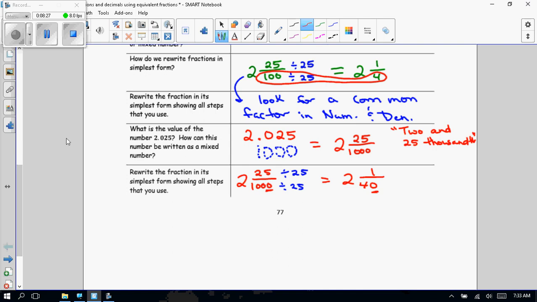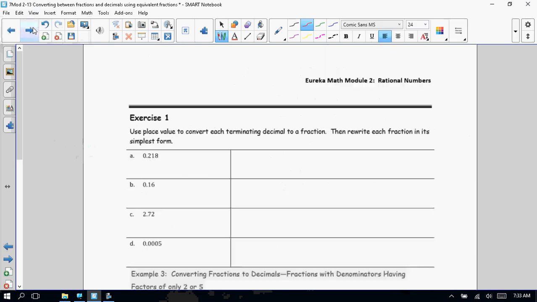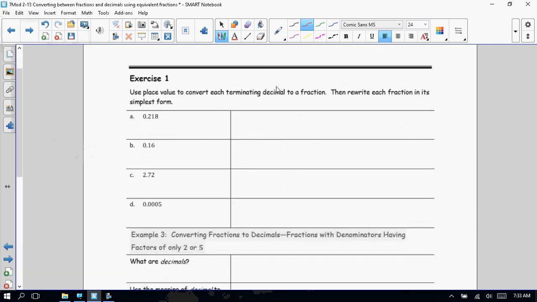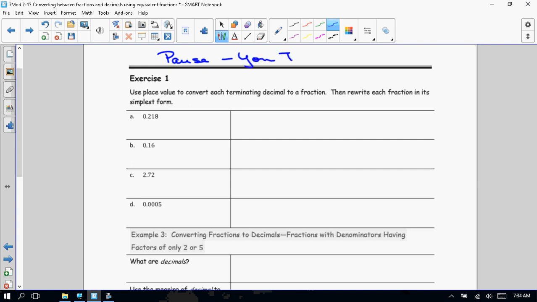Some of you were able to figure this out. In fact, if you go to the top of the next page, page 78, exercise 1, I want you guys to pause, see if you can figure these 4 problems out using the method I just gave you, okay? You try this on your own and go ahead and hit play when you're ready.